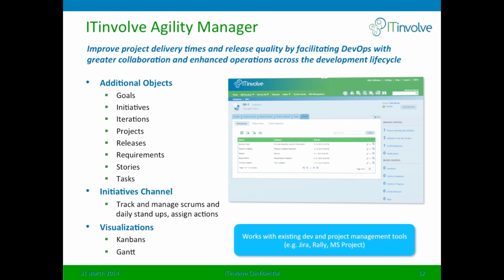With ITinvolve Agility Manager, we introduce a number of new objects that help you to manage and orchestrate the development lifecycle. These include objects for goals, projects, releases, initiatives, requirements, stories, and tasks. We also have an initiatives channel that helps you to manage your agile scrums and daily stand-up meetings, assigning actions to project team members. And we've added enhanced visualizations, Kanban dashboarding capability, so you can see where work is in process, as well as Gantt charting functionality.